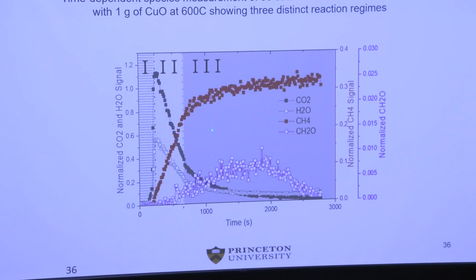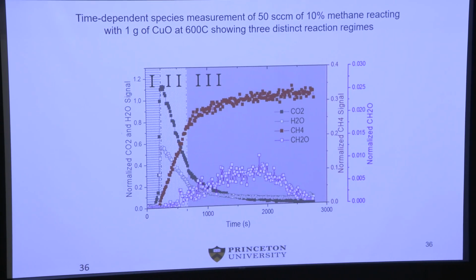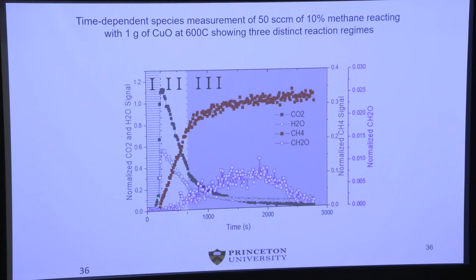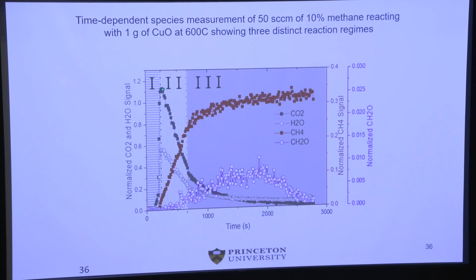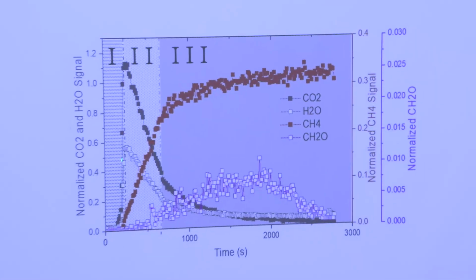It's very interesting how CO2 is formed from methane with copper oxide. Initially, you have this very fast CO2 formation, then the CO2 is reduced, and then CO2 is slowly formed. So we divide this into 3 regimes. In the first regime, imagine you have a fresh copper oxide. You flow methane to the copper oxide and the surface is so fresh that whatever methane can diffuse to the surface will be oxidized. So this is clearly diffusion limited.